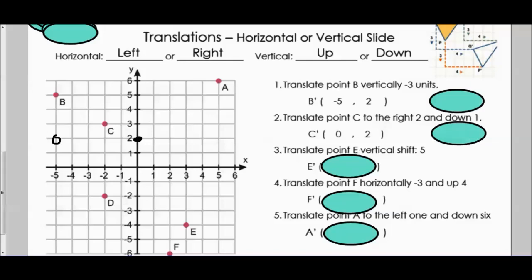Number 3 says translate the point E, a vertical shift of 5. That's up 1, 2, 3, 4, 5. That's the point (3, 1). All right, pause the video, do the next 2 on your own, and then continue with the video.